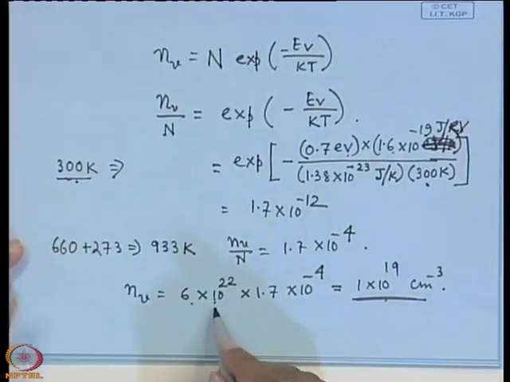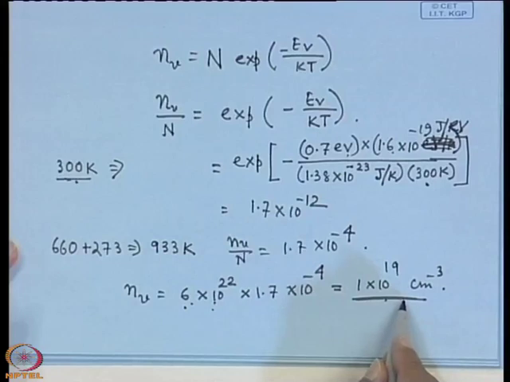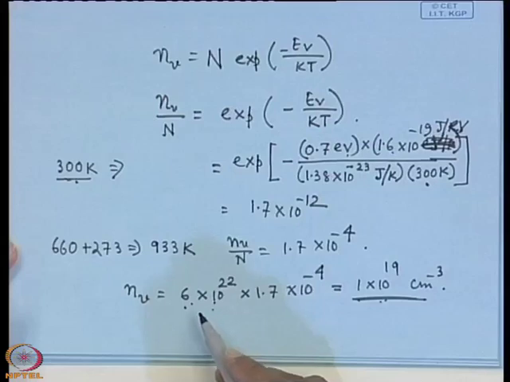How many atoms are there in the aluminum crystal? It is 6 into 10 to the power 22. Now, what is the number of defects? 1 into 10 to the power 19, the vacancies. So, what is the ratio? The ratio is 6000 to 1. That means per 6000 atomic sites, one defect is there in the aluminum at its melting point.